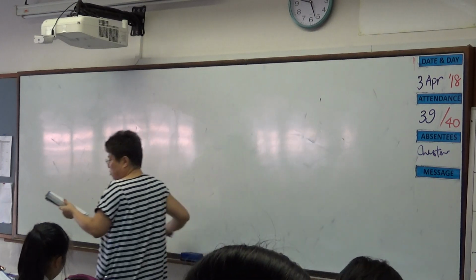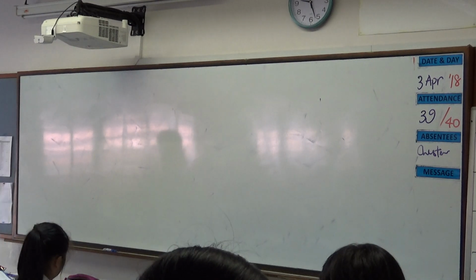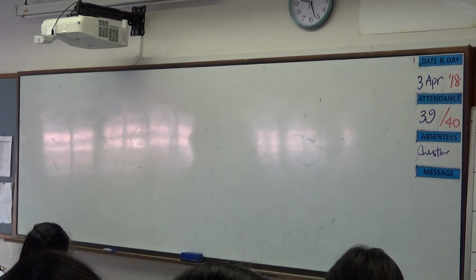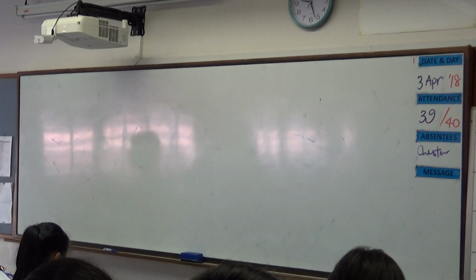Okay, let's look at example 2. I know you're tired now. Let's carry on. A particle P moves in a straight line so that its displacement S from a fixed point O is given by this expression.